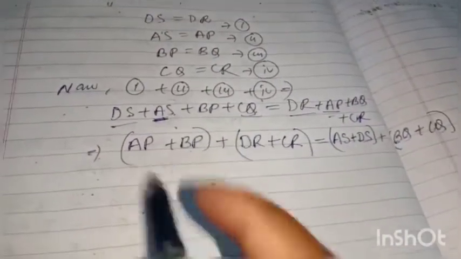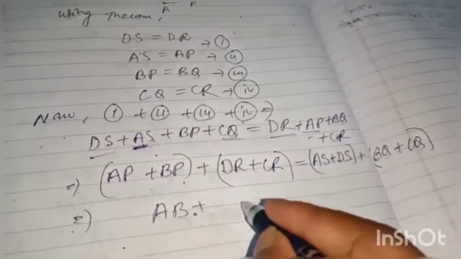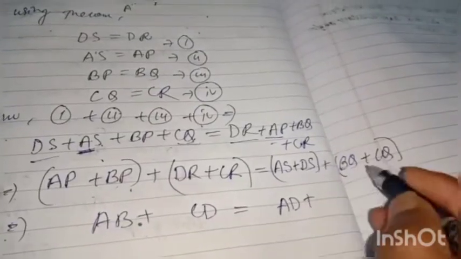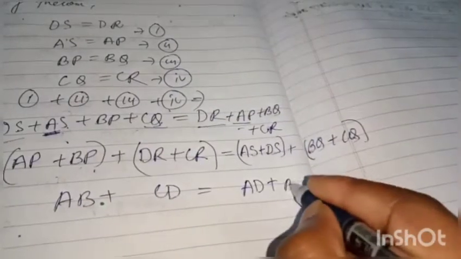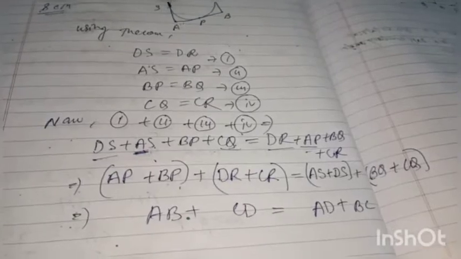Okay, now AP plus BP, what? AB. Similarly DR plus CR, what? CD. And this side AS plus DS, what? AD. And BQ plus CQ, what? BC. Okay, understood? Okay, next question now.